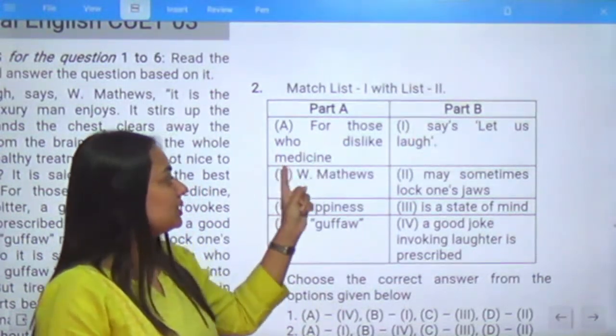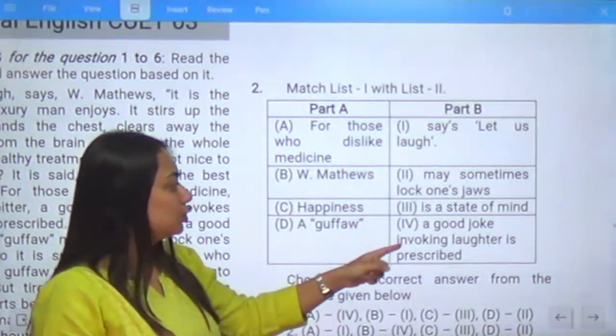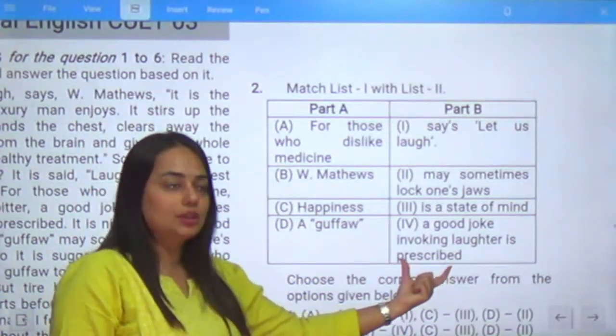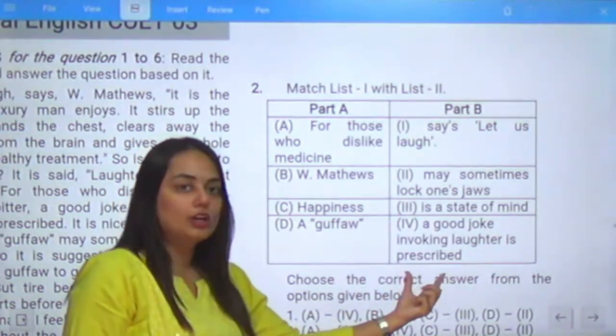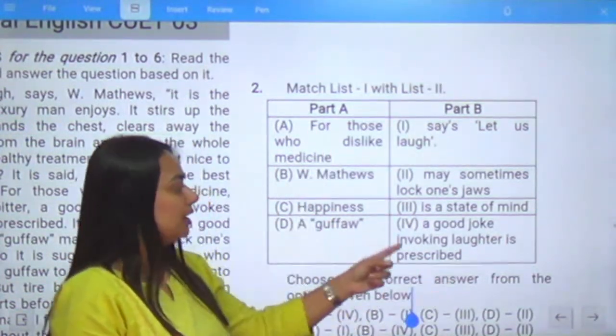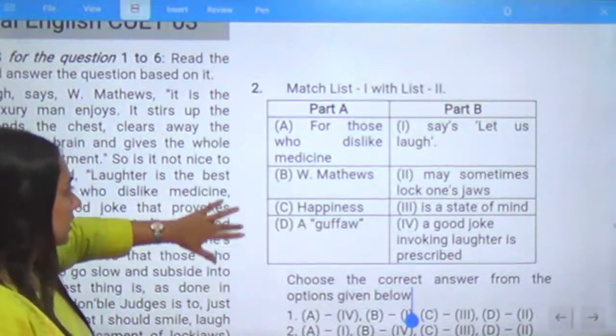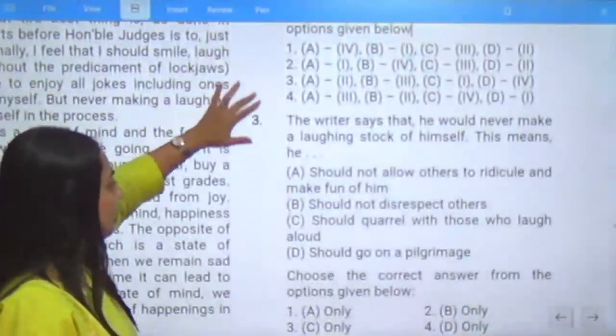For those who dislike medicine, a good joke invoking laughter is prescribed. Take the keywords. Here they're talking about the medicine. Here they're talking about the prescription. Obviously, these two lines go together. So like this, you can see one was match the following.